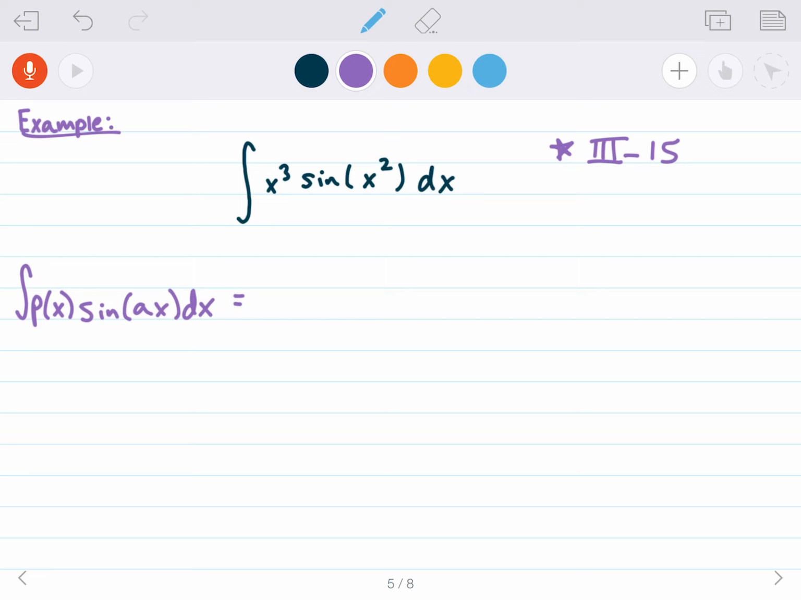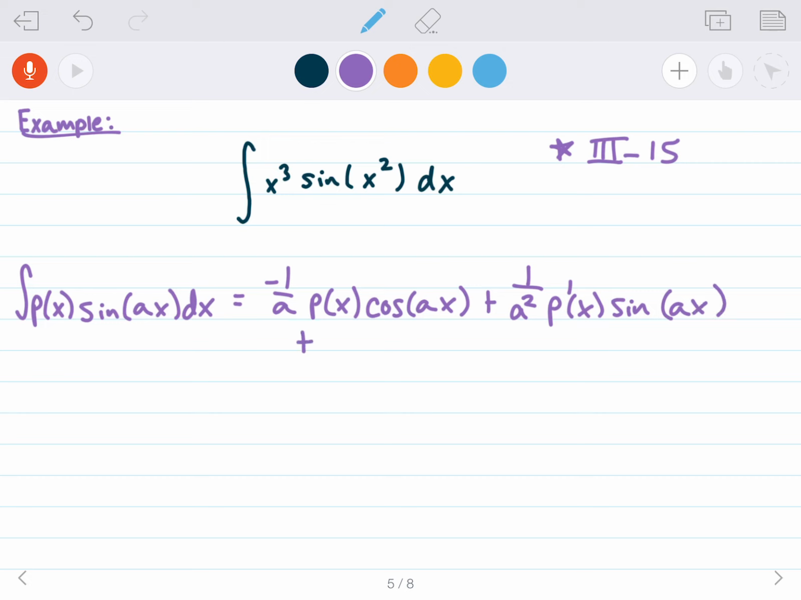is equal to negative 1 over a p of x cosine ax plus 1 over a squared p prime of x sine of ax plus 1 over a cubed p double prime x cosine. Okay, so that is what we have here.